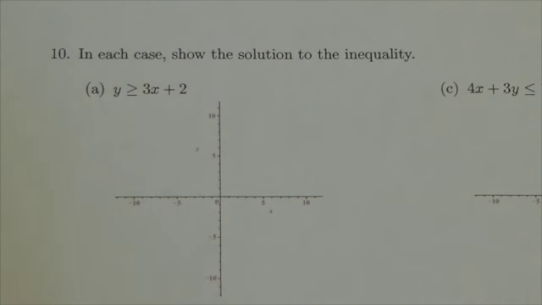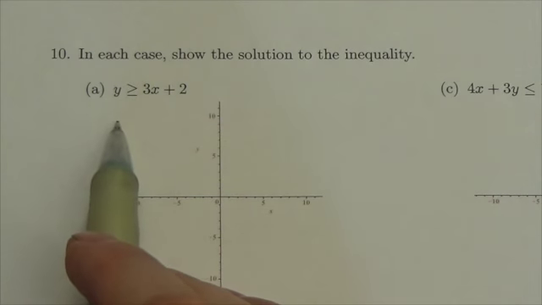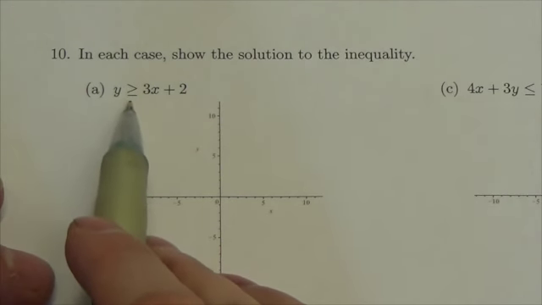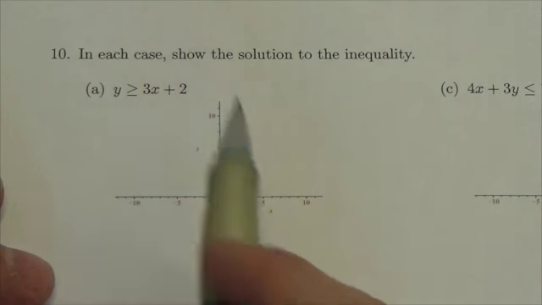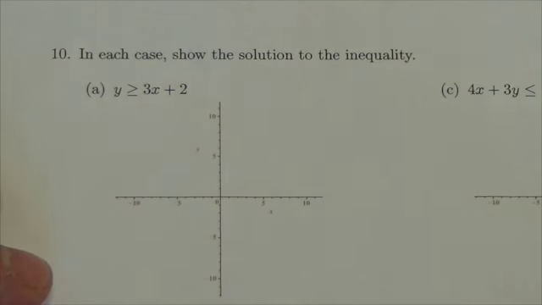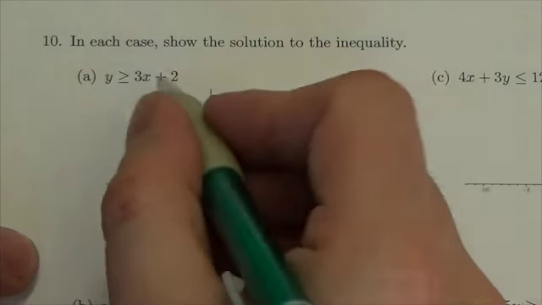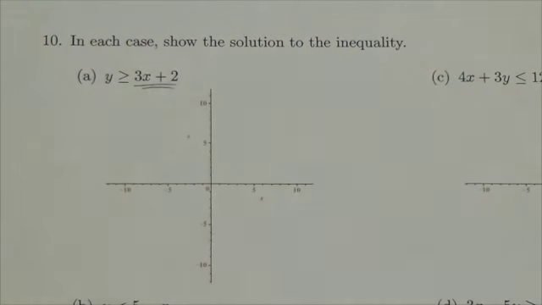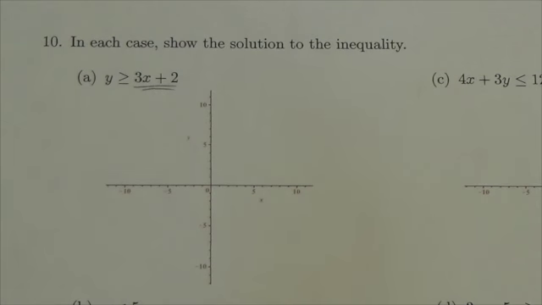All right, 10a. In each case, show the solution to the inequality. So this one right here, y is greater than or equal to 3x plus 2. What we need to do first of all is get this line, 3x plus 2. This line represents the boundary of the region that I'm interested in, so I need to figure out where that is.